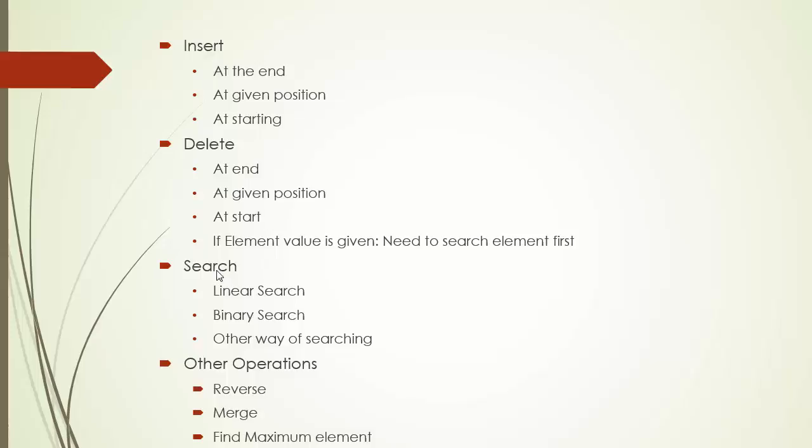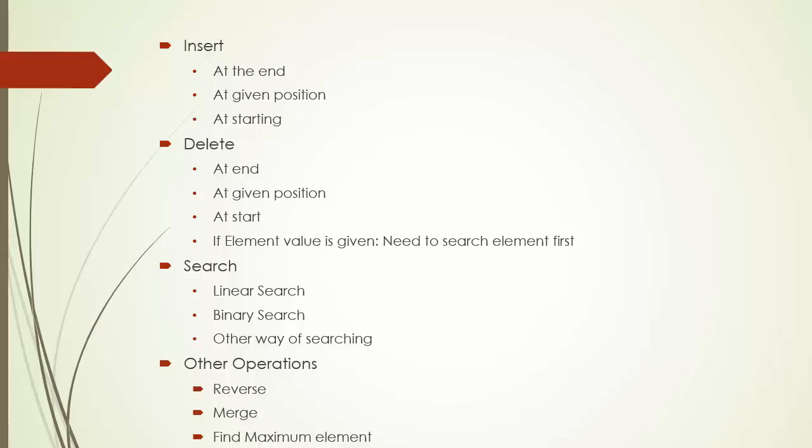Again, for searching, we will have so many algorithms. Which algorithm is best to use in our application, right? There can be linear search or binary search or other ways of searching which could be best for your application, right? And then we'll use other operations, like reversing all the elements, or merging two arrays or two linked lists, or finding the maximum or minimum element, right? And then we'll do other operations.